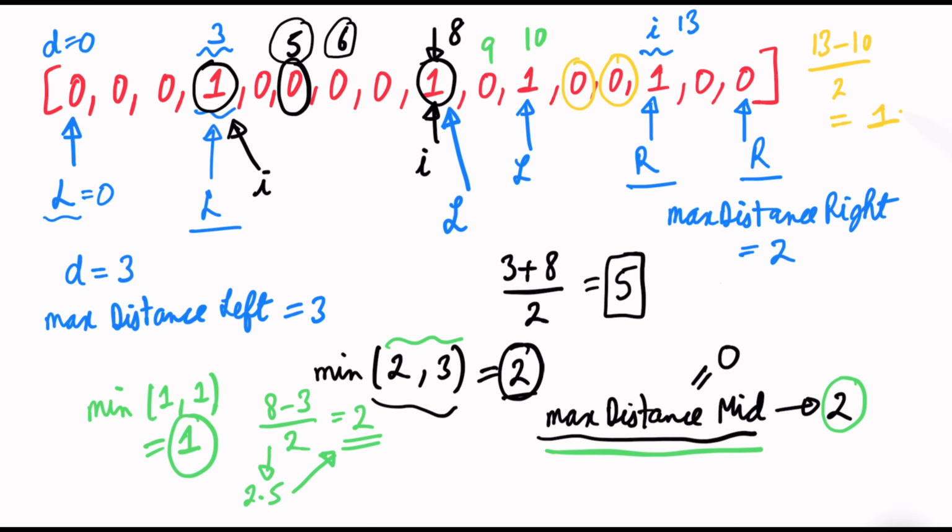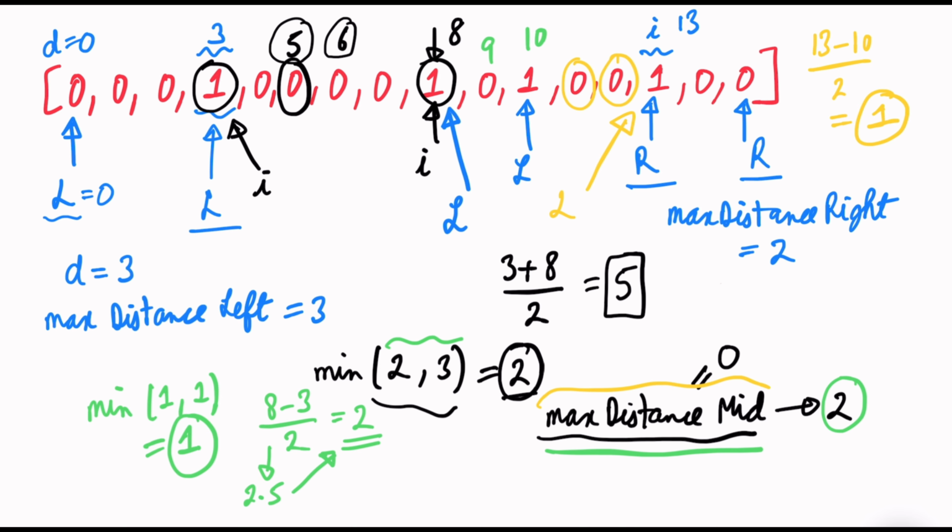And next we're going to compare this value 1 with this max distance mid, and 1 is smaller than 2, so it is not going to be updated. And now if we move on, our left pointer is going to become equal to 13, and now it has become equal to right, and we would be done with our third case.